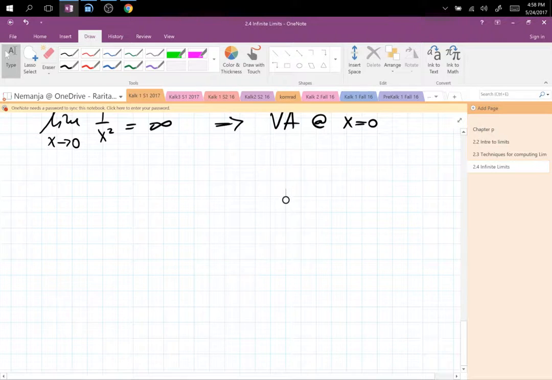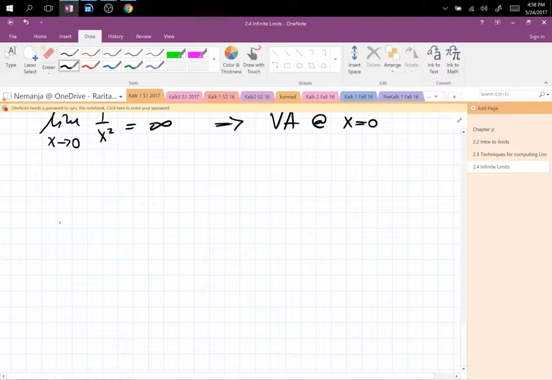So what else do we have for these vertical asymptotes? Does anyone remember from your pre-calculus course the procedure to find vertical asymptotes? How do you find vertical asymptotes? Yes. What do you mean, is it the denominator? Denominator equal to 0.